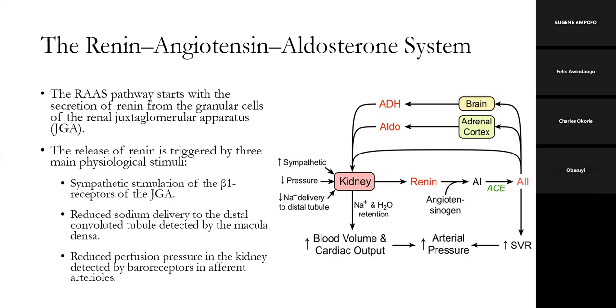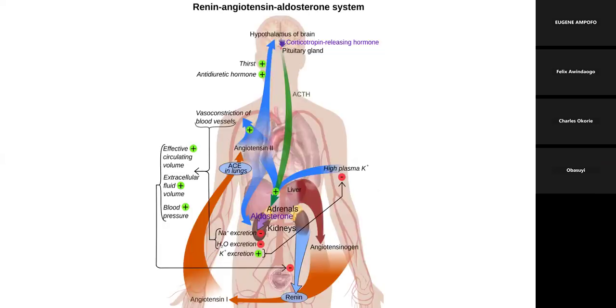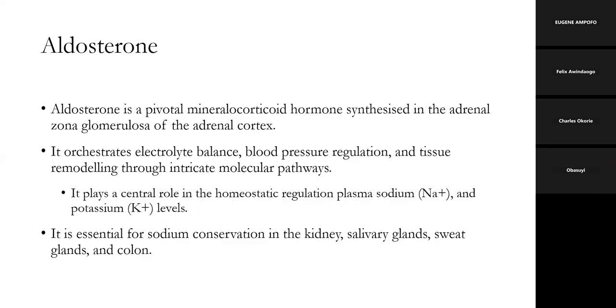but the problem is when it's overactivated. When it is overactivated, that is when it becomes a problem. This diagram is just to illustrate what I just said. So the aldosterone, like I said, plays a key role in the electrolyte balance, that's sodium, potassium balance, and blood pressure regulation. And then it has this effect on tissue remodeling. And this is done through complex molecular pathways.